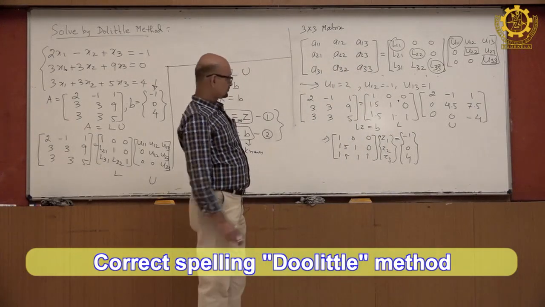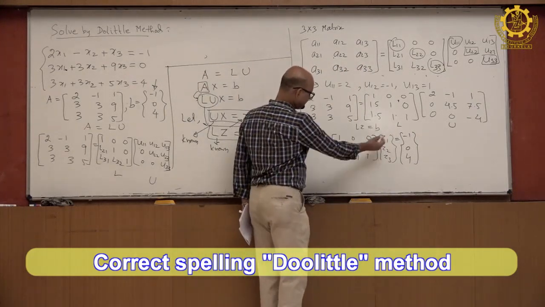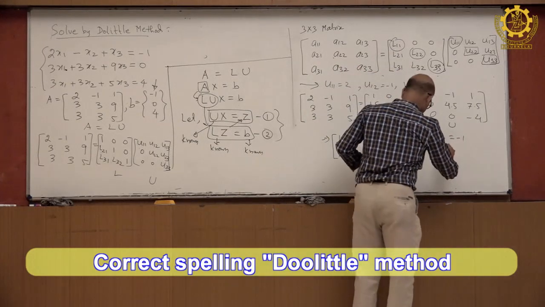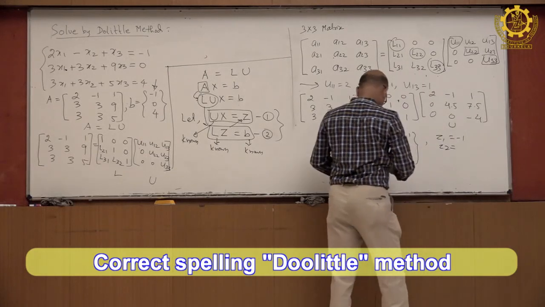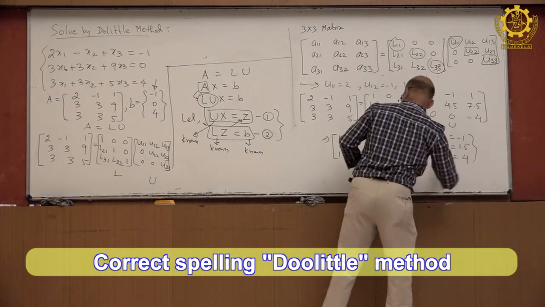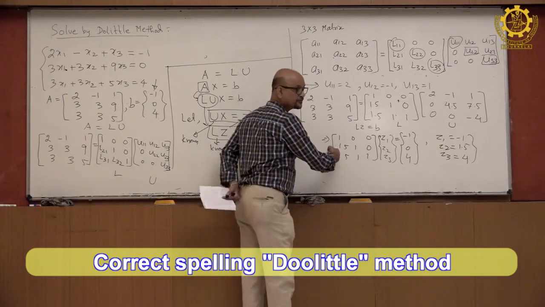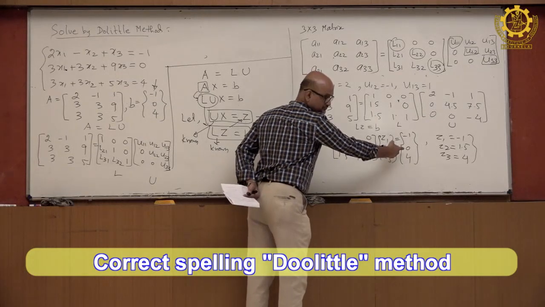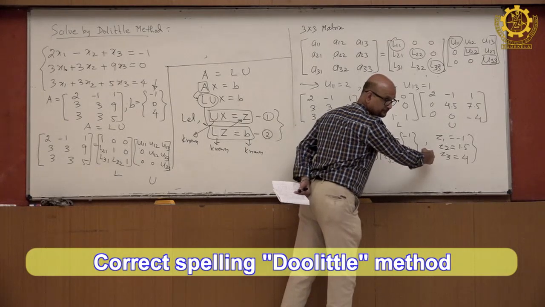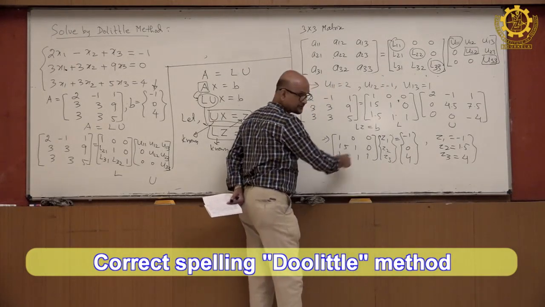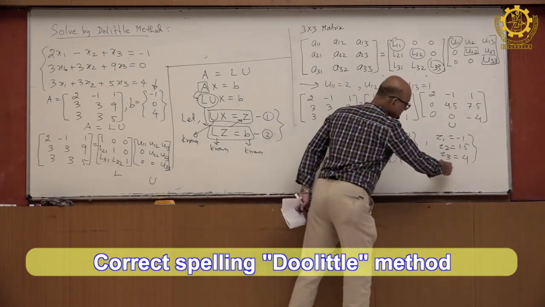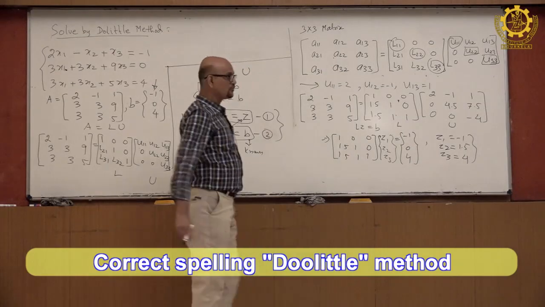B is your minus 1, 0, 4. So now you can see directly Z1 is minus 1. Z2 is 1.5. Z3 is 4. So you can see directly by multiplying, 1.5 Z1 plus Z2 is equal to 0. You have Z1 minus 1, substitute that, you will get Z2 as 1.5. Similarly, last equation 1.5 Z1 plus Z2 plus Z3. Z2 and Z1 you know, so Z3 is 4. So you know now the Z.